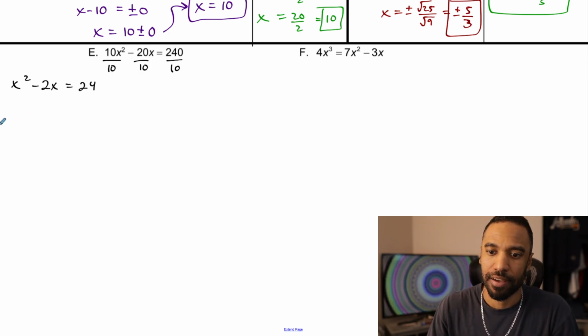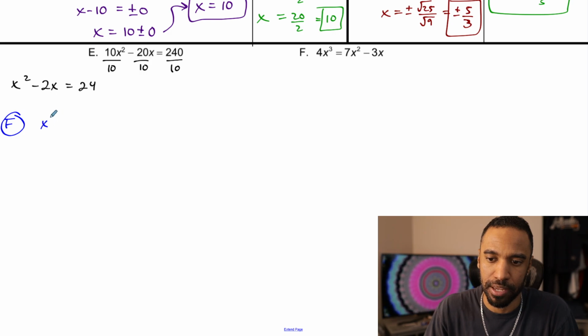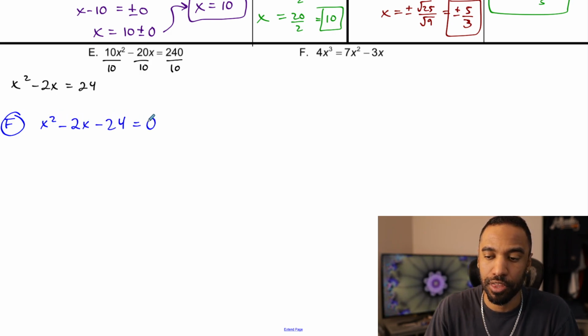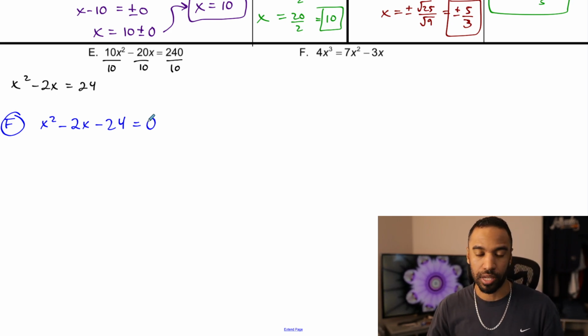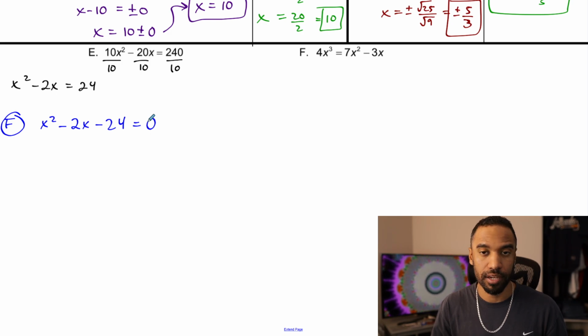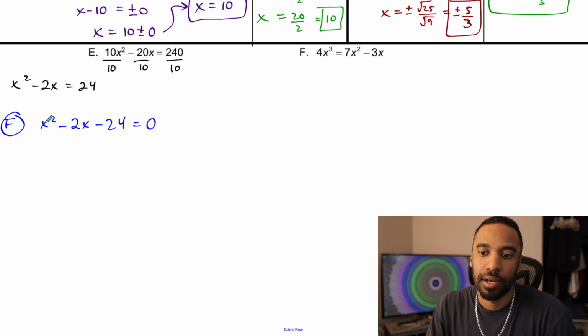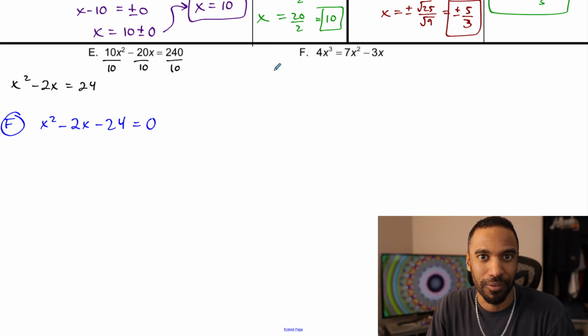If I'd like to solve by factoring, then I must move that 24 over to the other side by subtracting it. x squared minus 2x minus 24 equals 0. So far, everything was factorable, and this one will be, now that I'm looking at it. I assume that when they asked me to solve these by factoring, they would all be factorable. I did that one in my head already, and yes, it is.